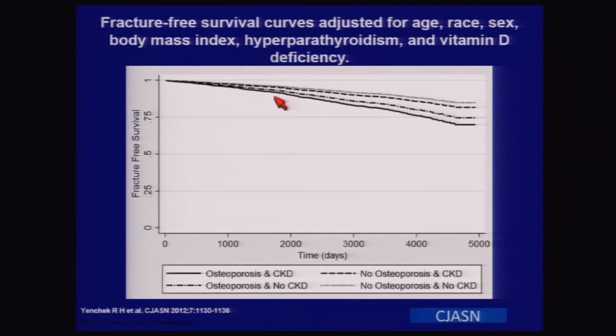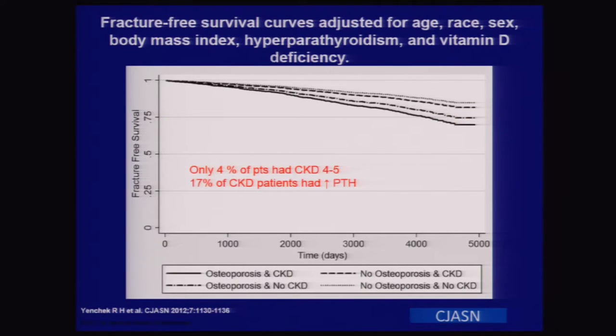And I think that what's clearly apparent is that those patients who have osteoporosis with CKD have the highest risk of fracture, but also we see that those patients with CKD in general, such as here, even without osteoporosis, have a higher risk than those patients without CKD, without osteoporosis.